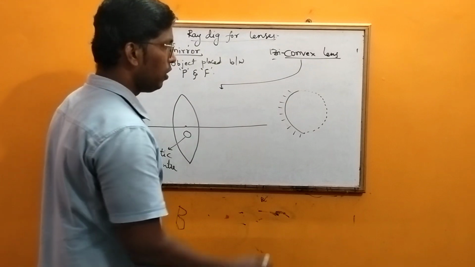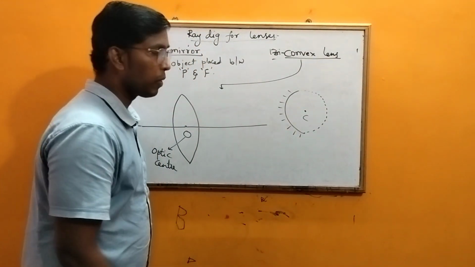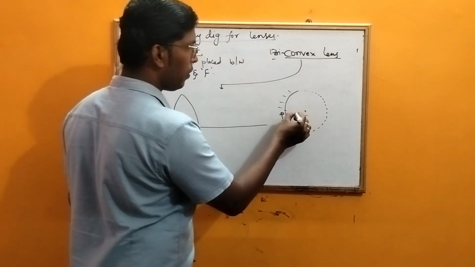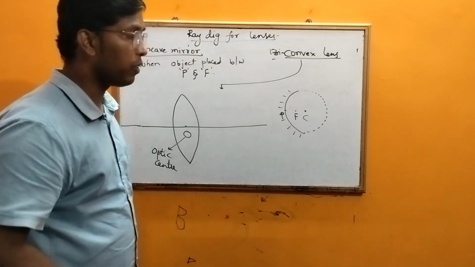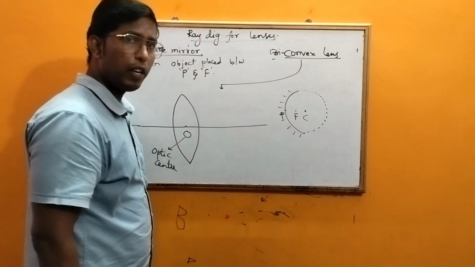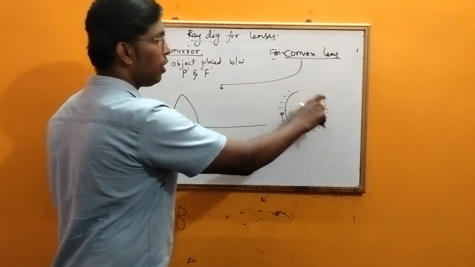A sphere. So this midpoint is called the center of curvature, and this point is the pole, and between the pole and C, we have the focus point F. We denote it with capital letter F. Okay. So how many centers of curvature are we getting? One. How many focus points? One. Because only one circle.